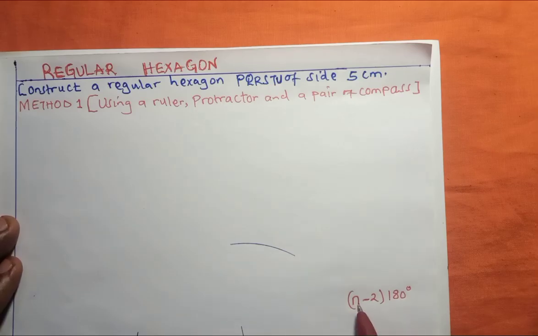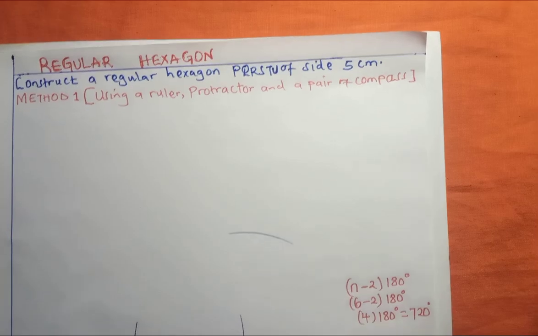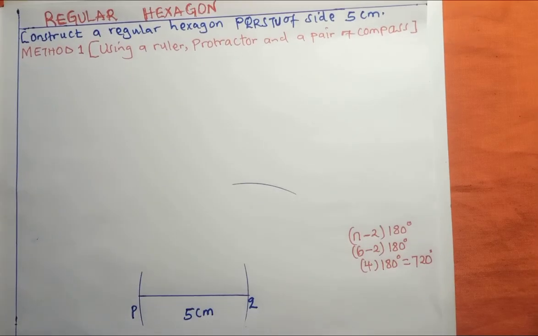N stands for the number of sides of a polygon. Like now in this case, we have 6 sides. Hexagon simply means a polygon of 6 equal sides. So if we put our 6 here and we take away 2, we are going to get 4. If we multiply 4 by 180 degrees, it's going to give us 720 degrees. So it simply means that the sum of these angles is going to be 720 degrees.